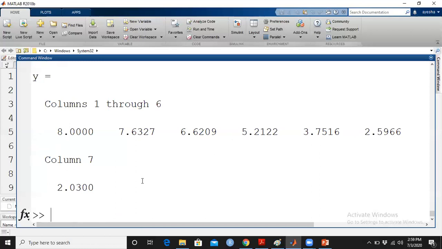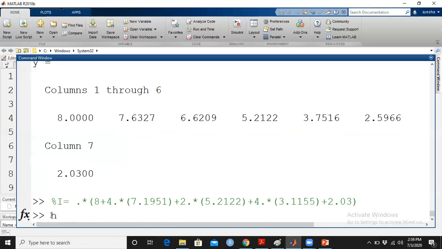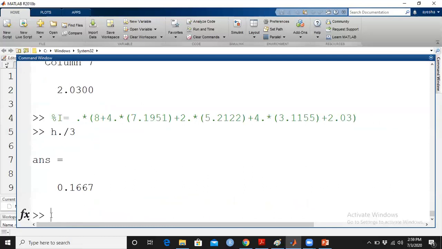Now the next task is to write the integral. What I had earlier, I had this as the integral. Now I will keep in mind that this number is actually h by 3. For the new case, what is h by 3? h by 3 is 0.1667, because h is 0.5 this time.